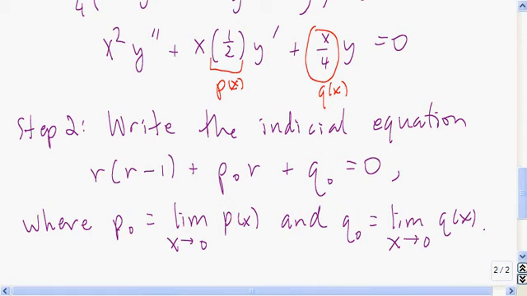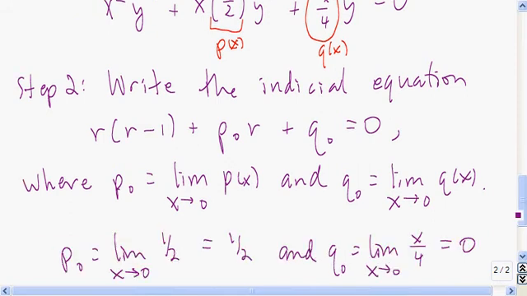All right, why don't you press pause and go ahead and find p sub 0 and q sub 0 for this particular case. You should have found that p sub 0 is the limit as x goes to 0 of a half, which is a half, and q sub 0 is the limit as x goes to 0 of x over 4, which is just 0. So p sub 0 is a half, q sub 0 is 0. Let's go ahead and put those into the indicial equation and then find the values of r.